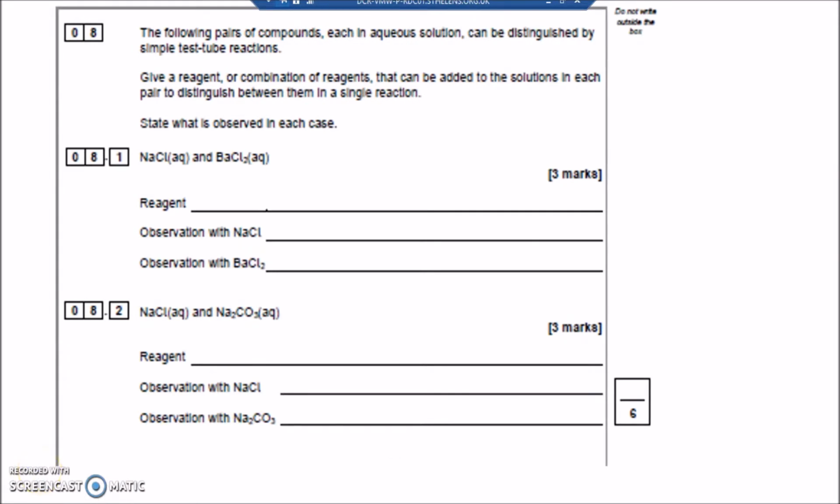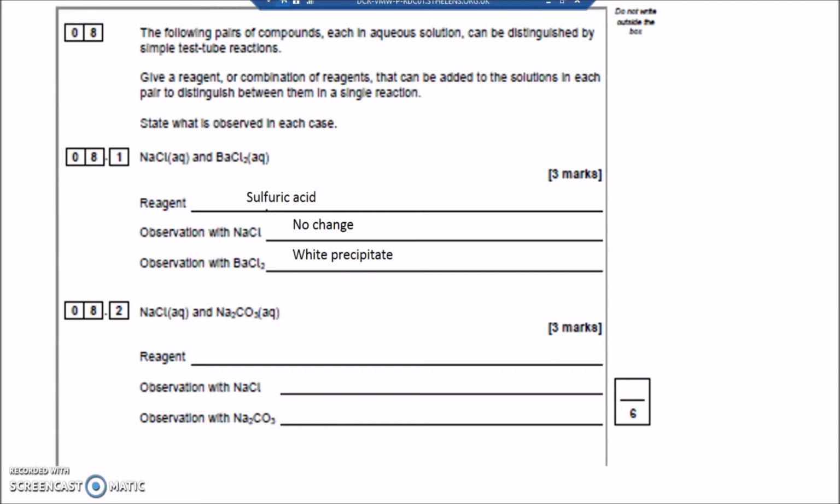Question 8, we've got some mixtures of compounds. We've got to distinguish between them by adding some reagents and say what we'd see. Sodium chloride and barium chloride. So the first clue is barium. If you make barium sulfate, it's a white solid, so you can make barium sulfate by adding sulfuric acid. Sodium sulfate, that's made from sodium chloride, is soluble. All sodium salts are soluble, so there's no visible change there. But with barium chloride you get a white solid or a white precipitate of barium sulfate.